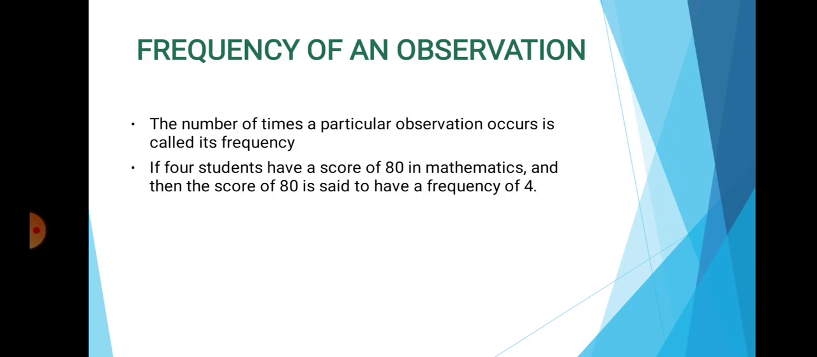Next, frequency of an observation. The number of times a particular observation occurs is called frequency. Suppose the same thing is repeating more than one time, for example the ages of 2 teachers are 35, then the frequency of that number is 2. So that's the frequency of an observation. The number of times the same thing is repeating in the observations is called frequency.